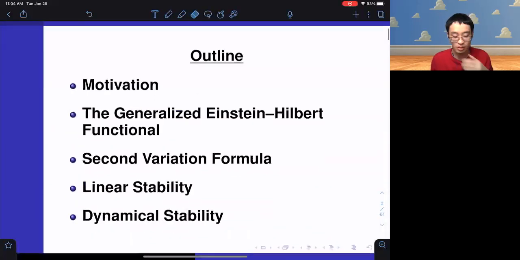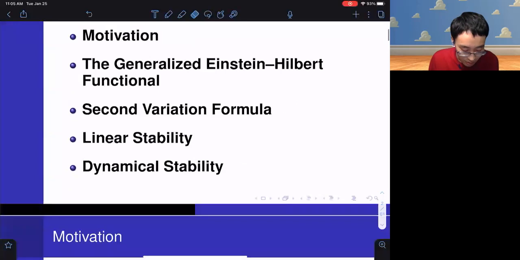So this is my outline. I will first present my motivation and introduce the generalized Einstein-Hilbert functional. I think this was covered maybe a year ago in this seminar. And the second variation formula. And lastly, I will mention my main result about the linear stability and the dynamical stability.